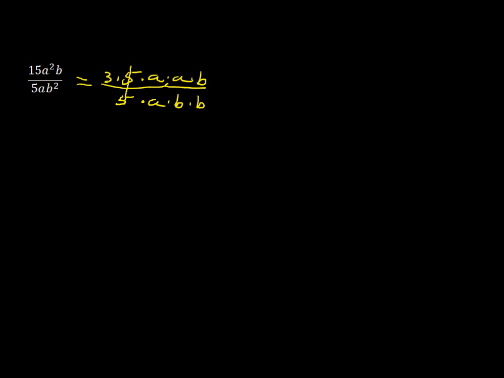5 divided by 5 is 1. A divided by a is 1. B divided by b is 1. So let's just clean up what's left there. We have on top still a 3 and an a. On the bottom we only have b. I guess that line didn't need to be as long.